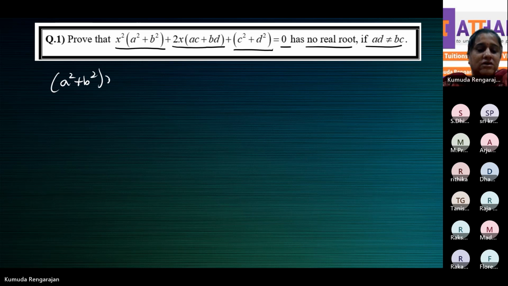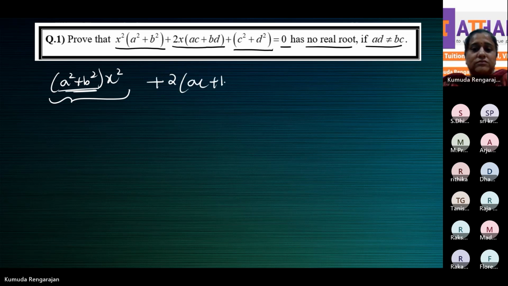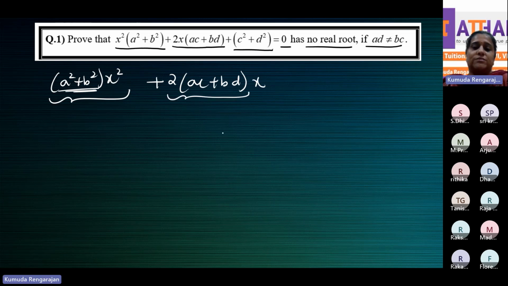See here? So this is the x square term. This is the x square term. And this is the coefficient of x square. This is the x term. And this is the coefficient of the x term. And this is the constant. This is the constant.